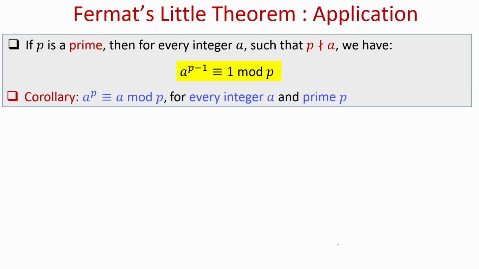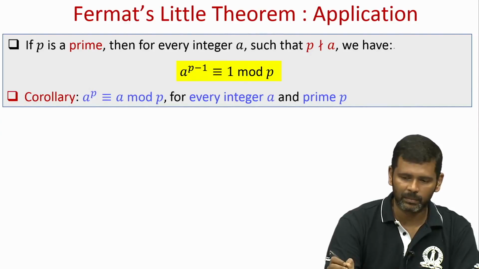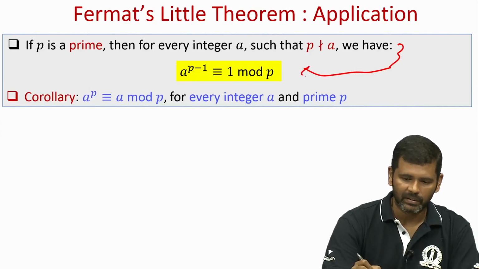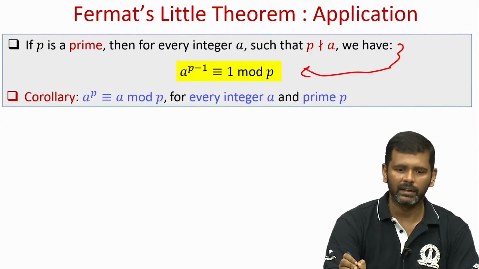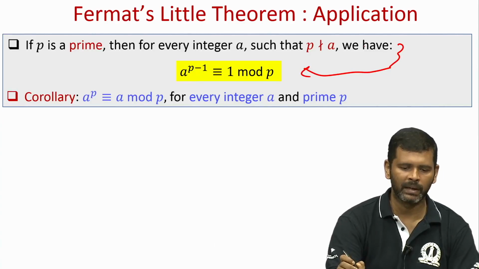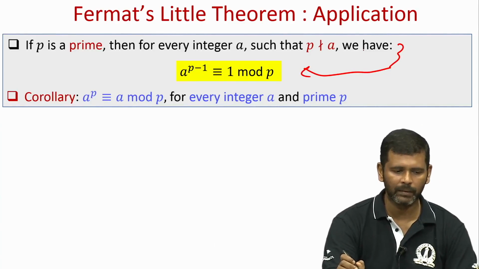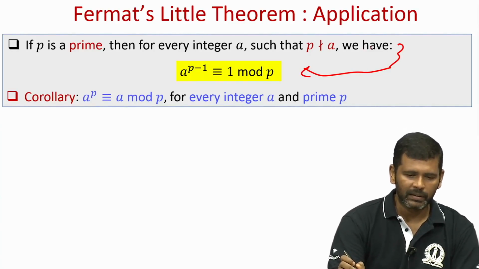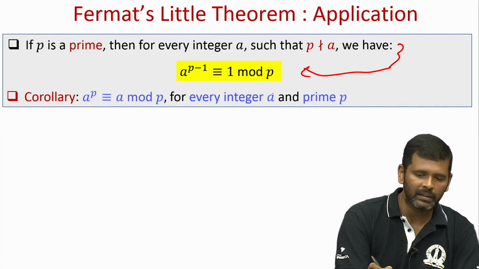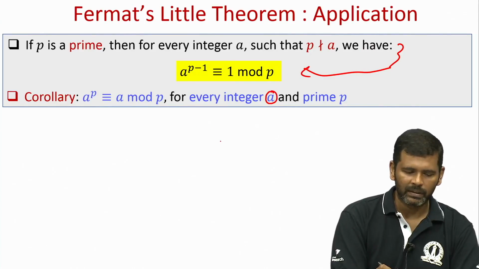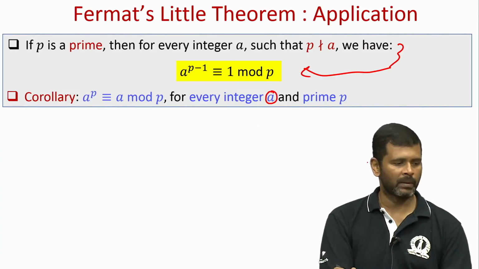Okay. So, this is the Fermat's little theorem, which says that every integer a which is co-prime to p satisfies the condition that a to the power p minus 1 is congruent to 1 modulo p. And I have a corollary of this theorem that you take any integer a, which need not be co-prime to p, it satisfies the property that a to the power p is congruent to a modulo p.